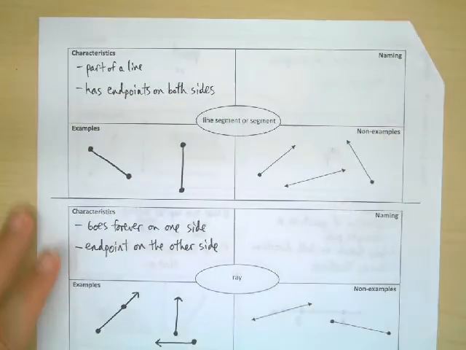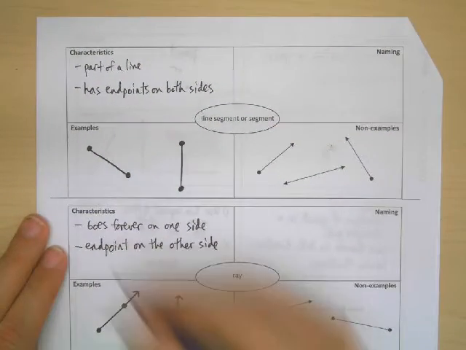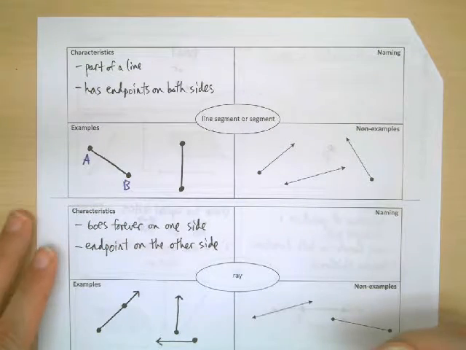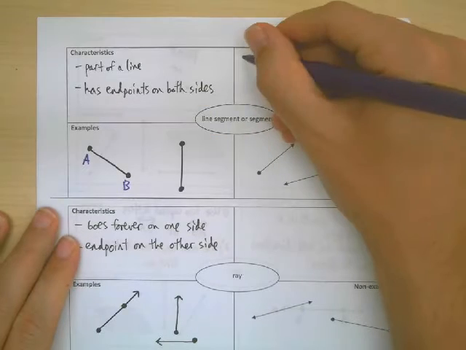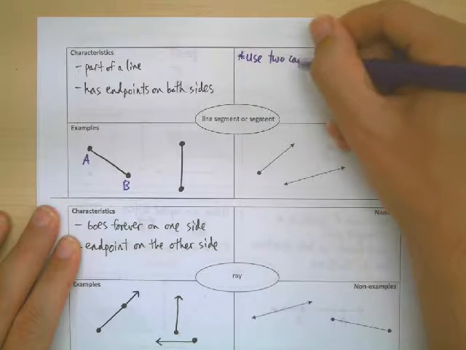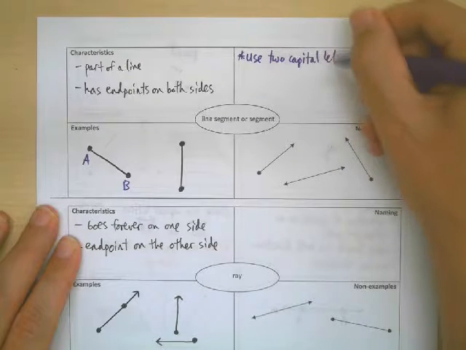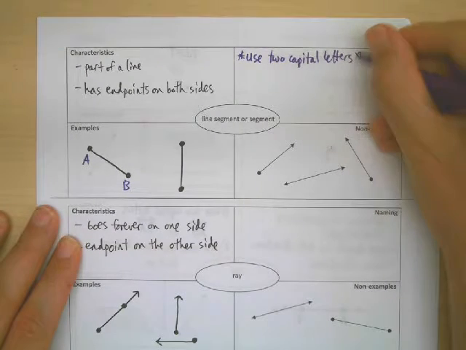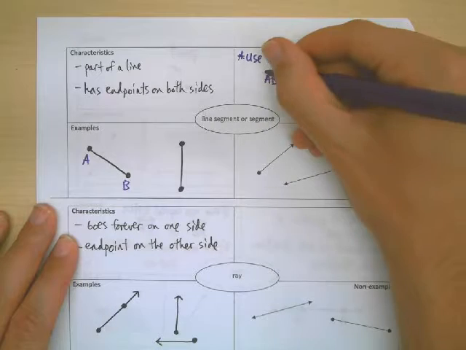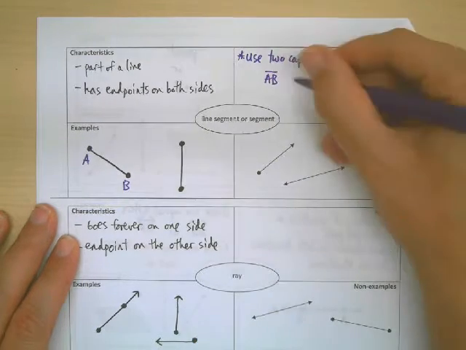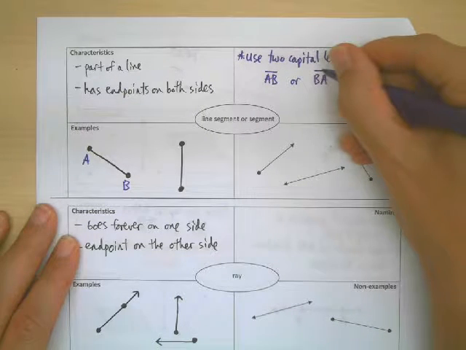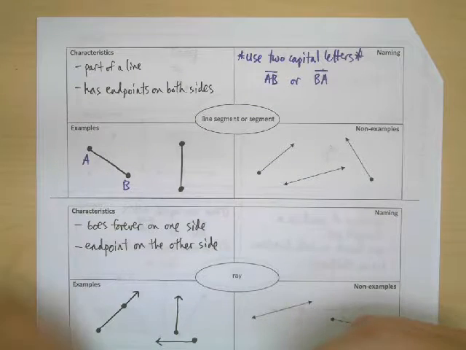Next up is line segment. I'm going to go to one of our line segments and label capital A and capital B. We use 2 capital letters. So I would write capital A, capital B, and draw a line segment on top. Or we could reverse the order of the letters. Capital B, capital A. Remember to draw the line segment on top.